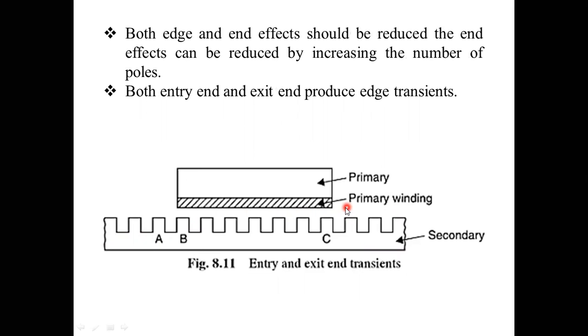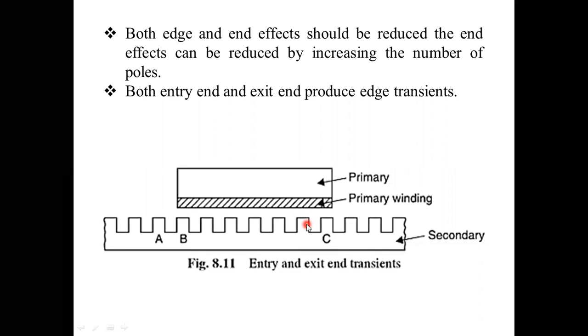As the linear induction motor has ends, the traveling wave cannot join upon itself on the secondary side, because they have two end sides. So this results in undesirable transients and hence lowers the performance of the linear induction motor.